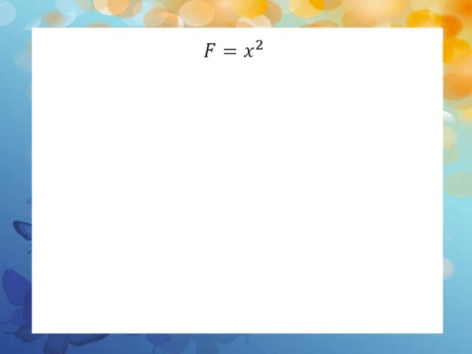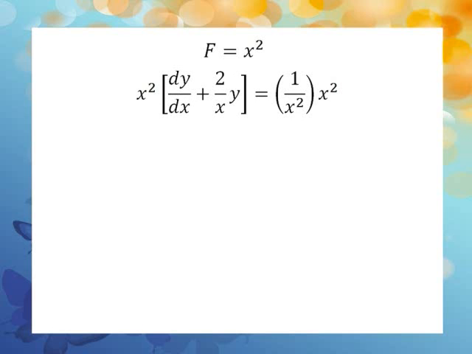Now that we got our integrating factor, the next thing we should do is multiply this to both sides of our equation. The left-hand side of the equation is the same as the derivative of the integrating factor times the dependent variable y, while the right-hand side of the equation is just equal to 1, since x squared is cancelled.